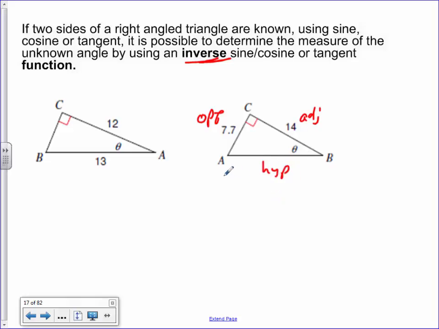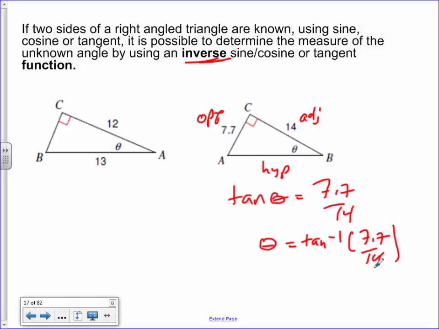So if you wanted theta on this, you'd say that the tan of theta would be 7.7 over 14. So if you want theta, you have to tan inverse 7.7 over 14. Kind of like I was just saying to Devin. And it makes sense? It just makes sense.